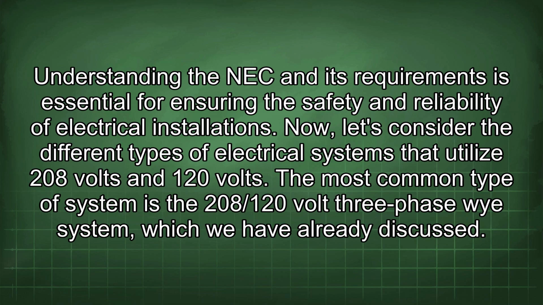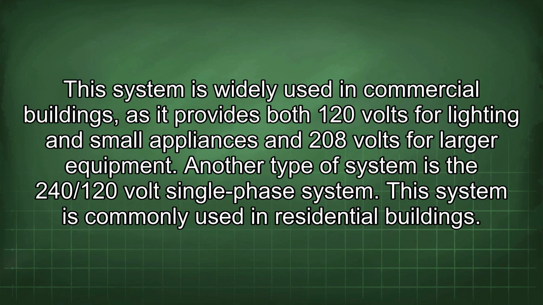Now, let's consider the different types of electrical systems that utilize 208 volts and 120 volts. The most common type of system is the 208/120 volt three-phase Y system, which we have already discussed. This system is widely used in commercial buildings, as it provides both 120 volts for lighting and small appliances and 208 volts for larger equipment.